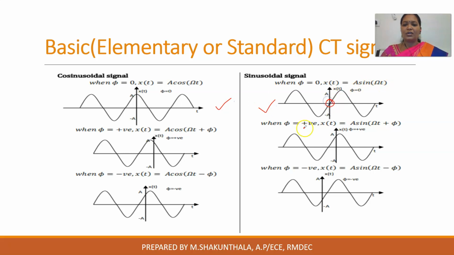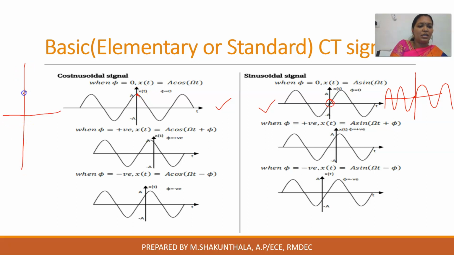It is a sinusoidal signal. For the cosine signal, cos 0 is the amplitude A. So you have to start from A at t equal to 0. That is the difference. For the sine signal, you have to start from 0.